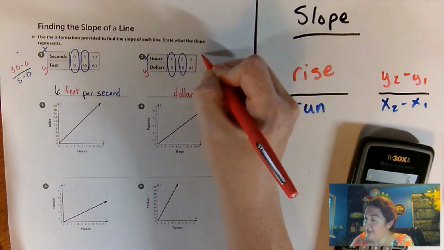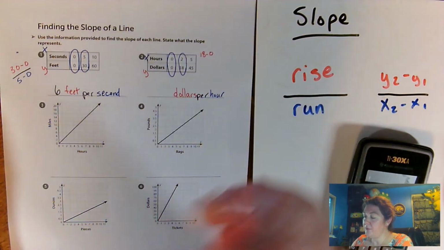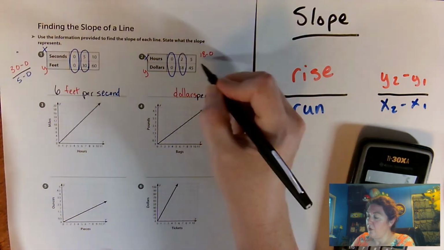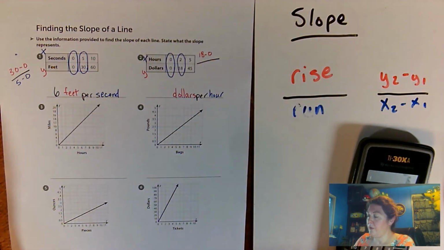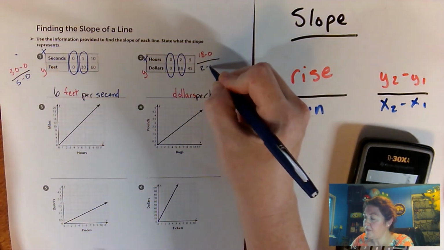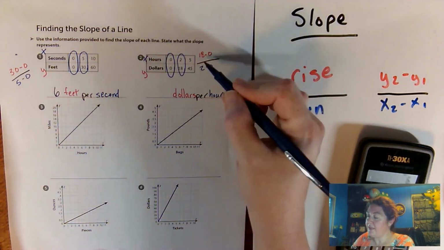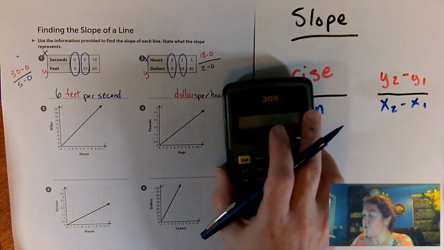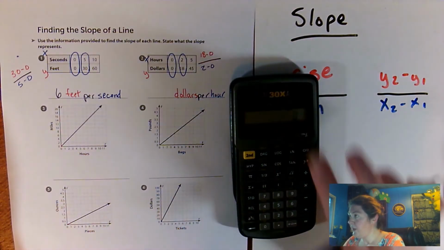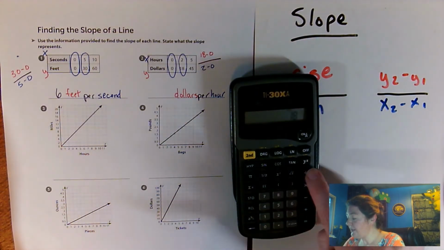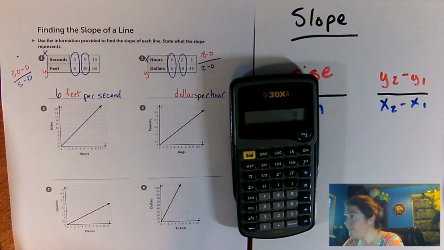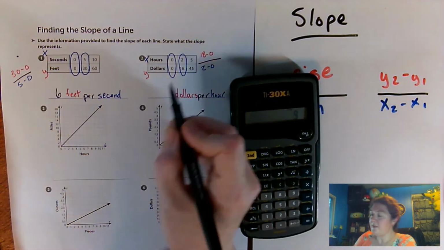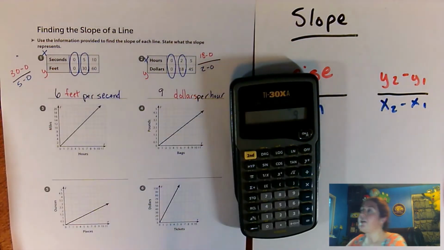I'm going to say 18 minus 0 over 2 minus 0. I know that 18 minus 0 is 18. 2 minus 0 is 2. I'm going to put that in my calculator. 18 divided by 2, that gives me 9. My answer is $9 per hour.